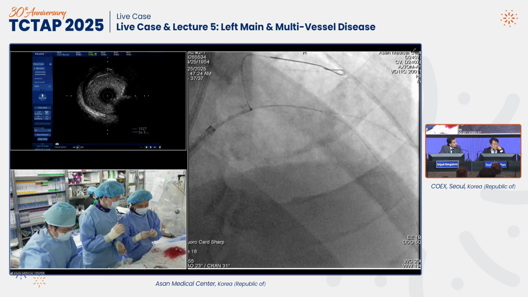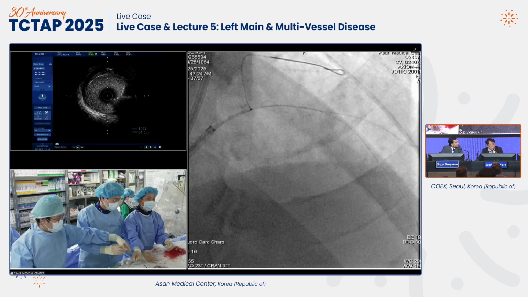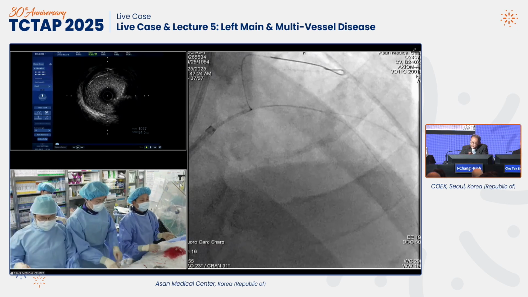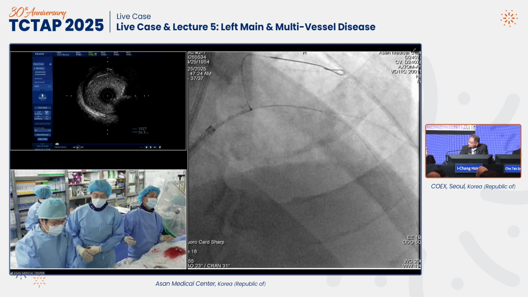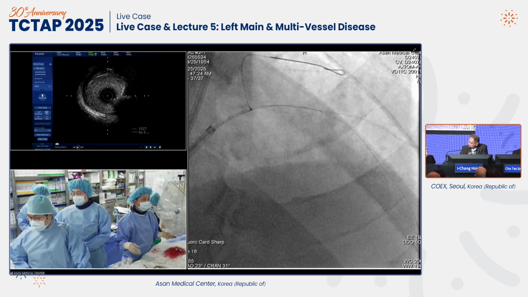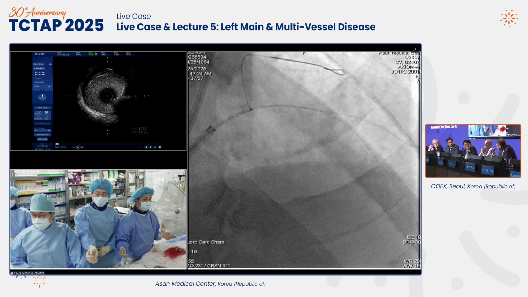I think with the 3.0 balloon, at the bifurcation of the LAD and the diagonal, the flow is okay, and the dissection is acceptable. The problem is residual stenosis of more than 30%. So that's a little bit of a conflict with the DCB use.